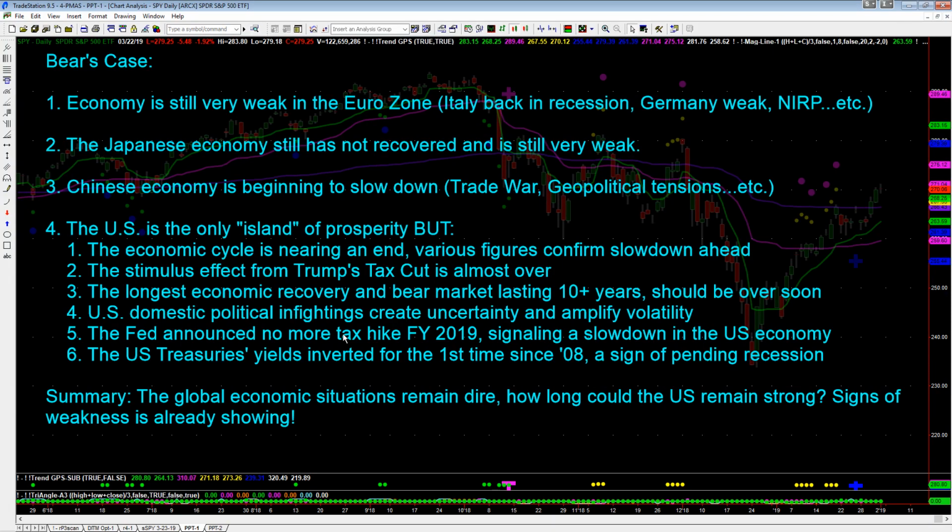Now, let me explain what yield curve inversion means. First of all, US Treasuries are the debt instruments issued by the US government. That's basically the IOU from the US government. The US government needs to borrow money in order to keep its functions. We have a lot of bills to pay, and we don't always bring in enough tax revenues. So as a result, the US government has to issue these IOUs, and we call them treasuries.